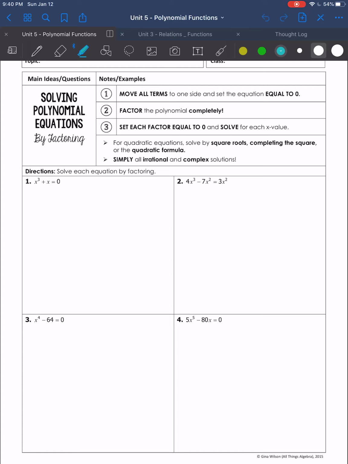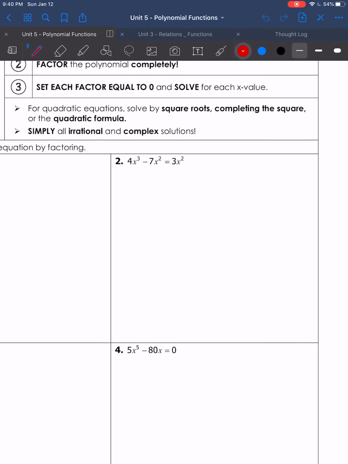So some of them we will use square roots to solve, or we could use completing the square, but I think the quadratic formula is easier, just for sake of it works all the time, and we don't have to worry about it. And then we're going to simplify all irrational and complex solutions. So we're going to stick with our evens here. We're going to do the evens in this section, just so we don't have to do all of the problems.